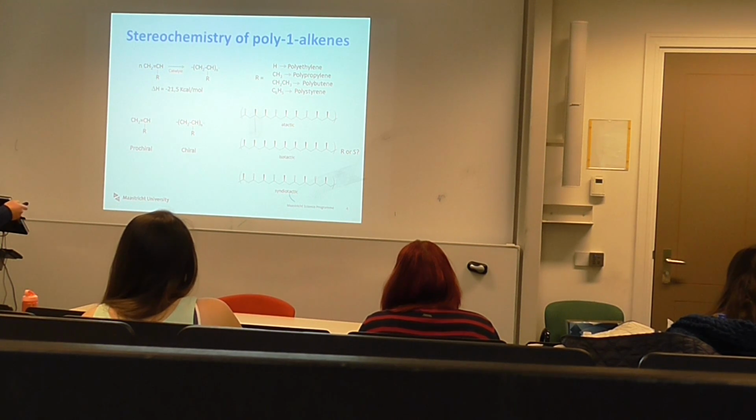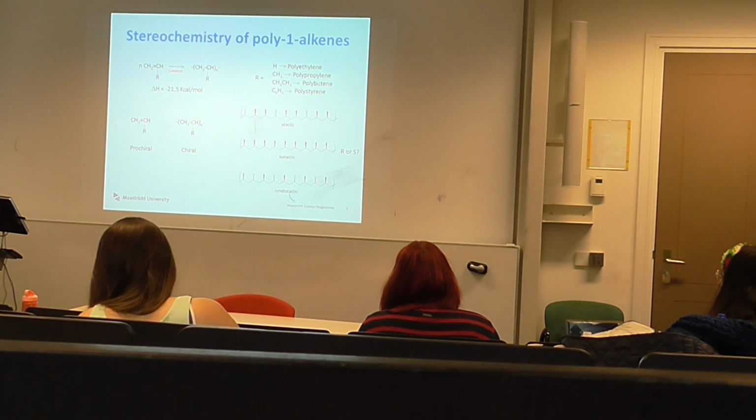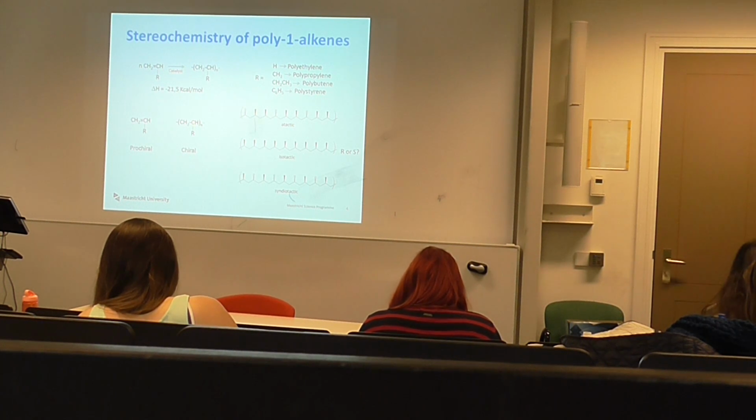According to which is your R, which is this group here, if it's hydrogen, it is the normal polyethylene. These are the most popular ones. If it's a methyl group, you have polypropylene. If it's an ethyl group, it's a polybutene, or polystyrene if it's a phenyl. This is the monomer.